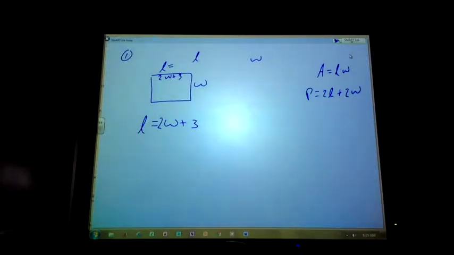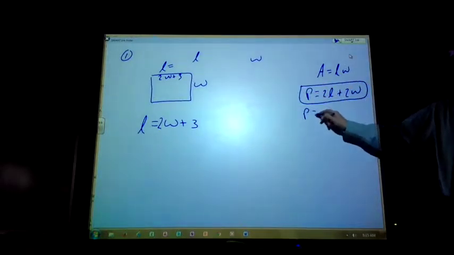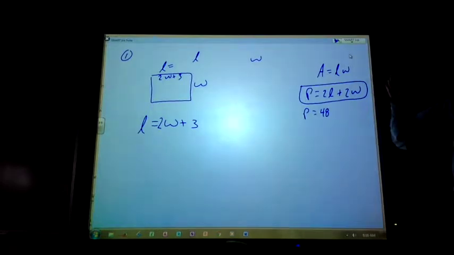Total what? What's total 48? Perimeter. Okay, so the perimeter, using this equation, I know that perimeter is equal to 48, is it centimeters, meters, yards? Centimeters? Okay, so I know that.